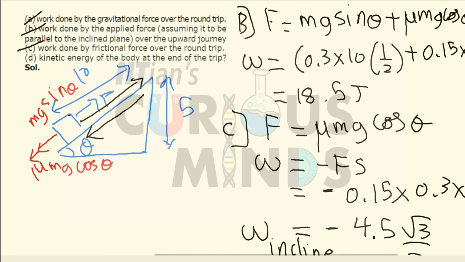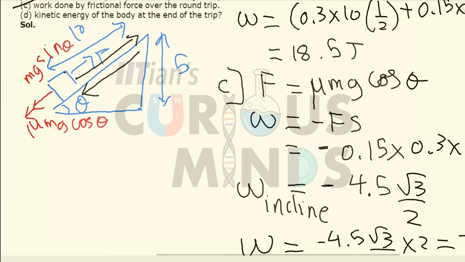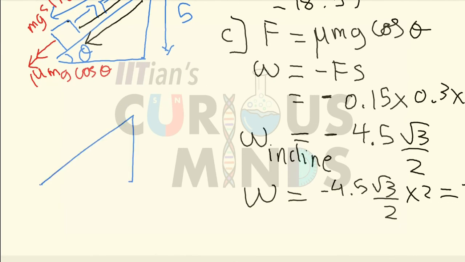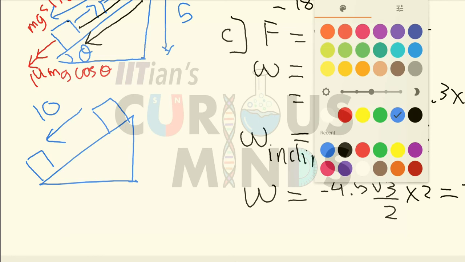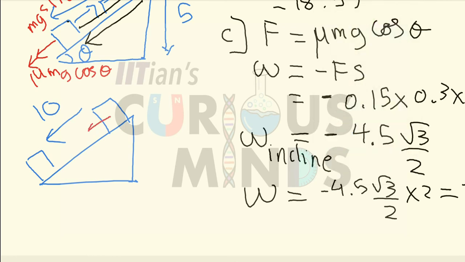Let us find out the last part, the kinetic energy of the body at the end of the trip. At the end of the trip, let us assume the body is over here. Let me draw the diagram again. Suppose the body slides down this surface with an inclination of 10 degrees. Let us find out the forces on it. The forces acting on it will be g sin theta in the downward direction, and in the upward direction mu g cos theta.